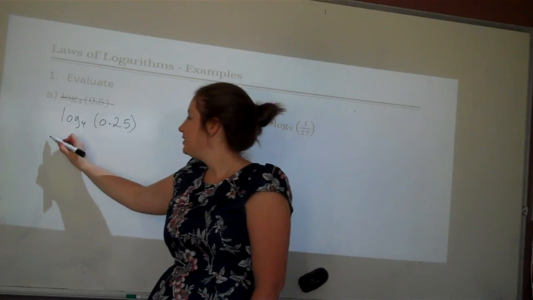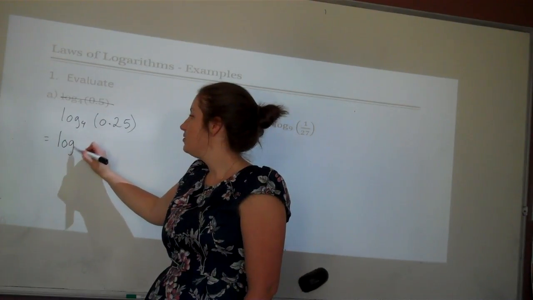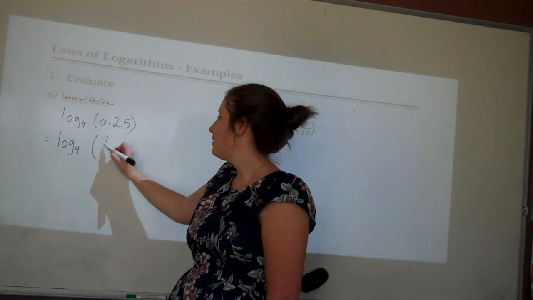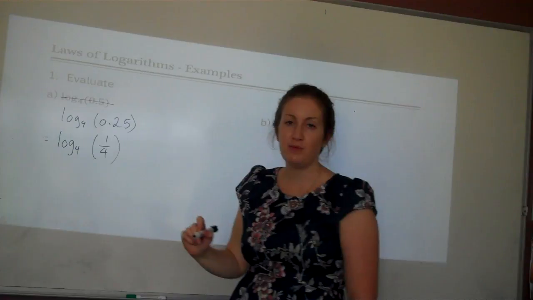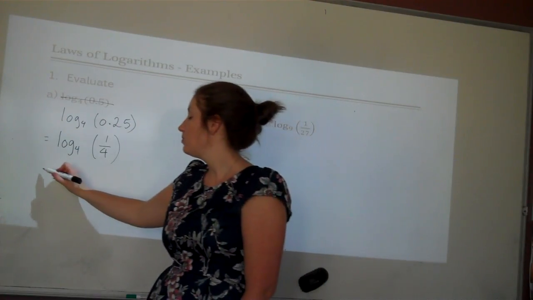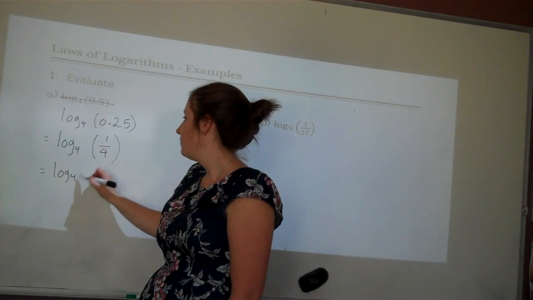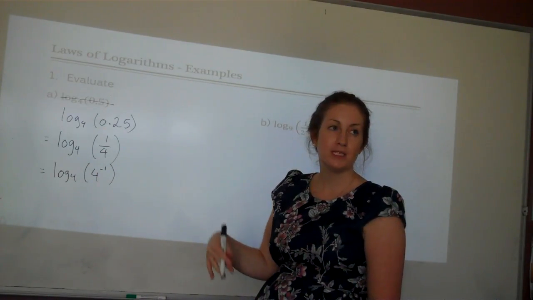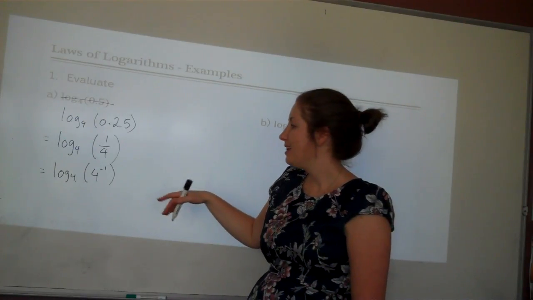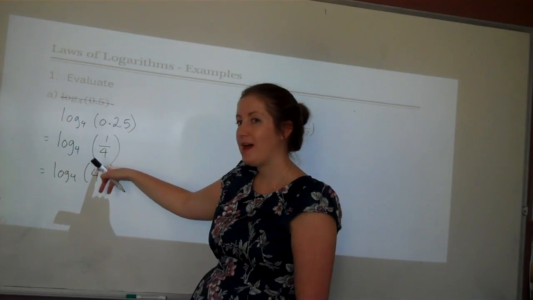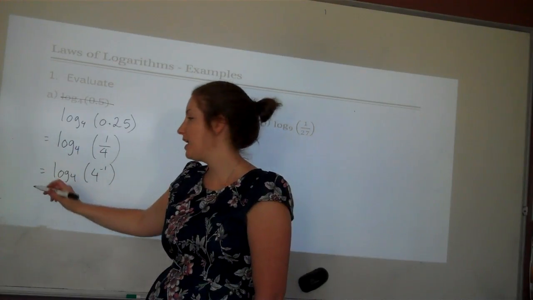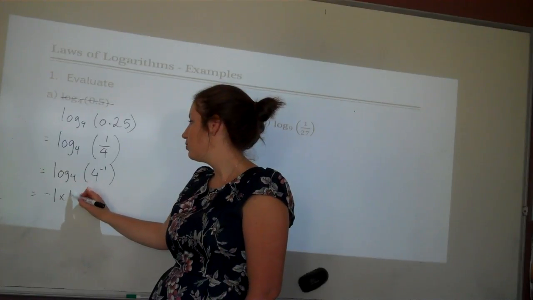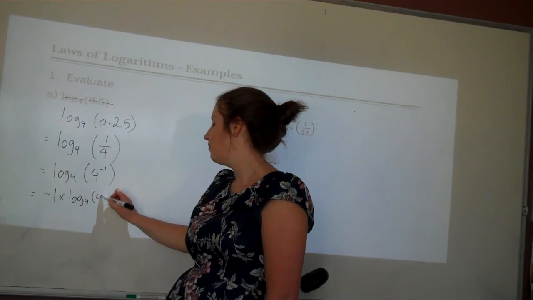If we're working this out, we need to see how we can use our log laws. Well, 0.25 is the same as 1 over 4. Hopefully we can all agree to that. We can also say that's the same as 4 to the power of negative 1. Then we can take this power and write it in front using our third log law, or our fourth one. So we get negative 1 multiplied by log base 4 of 4.